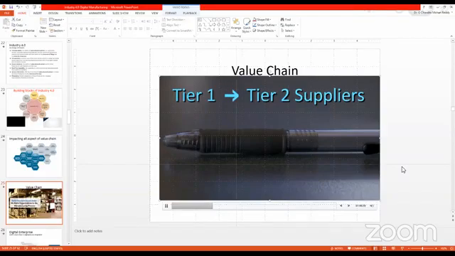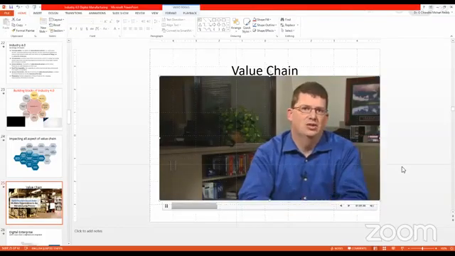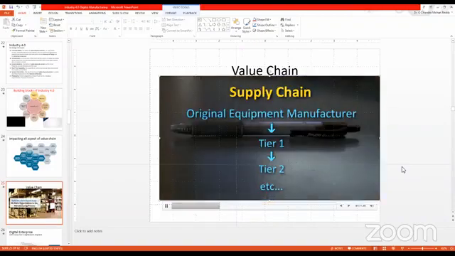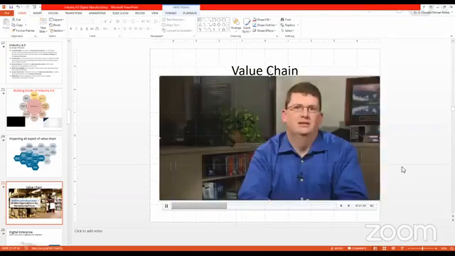These suppliers are referred to as Tier 1 suppliers or Tier 2 suppliers, etc., referring to their place in the structure that provides components that are assembled into the pen. The supply chain refers to the system of organizations involved in creating a product. Products of any size have a supply chain.